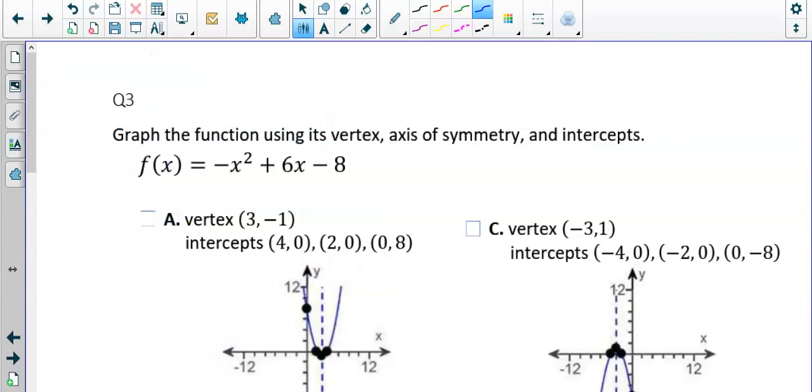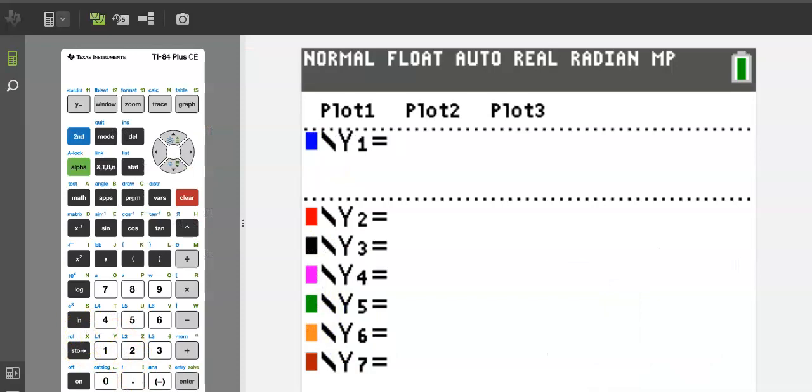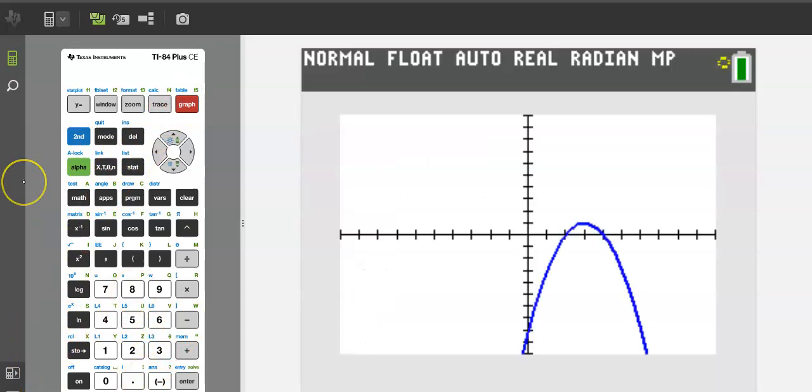All right, so let's take question 3 up. So this time it says graph the function. What are we going to do with this? Plug it into the calculator. We could actually do all this information by hand, but let's go to the calculator and plug it in and do what it says to do. Negative x squared plus 6x minus 8. Graph.